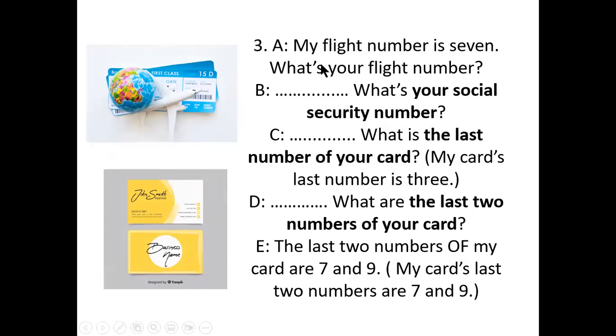What's your flight number? My flight number is 7. What's your flight number? My flight number is 8. What's your social security number? My social security number is 1, 2, 3, 4, 5, 6, and 7.